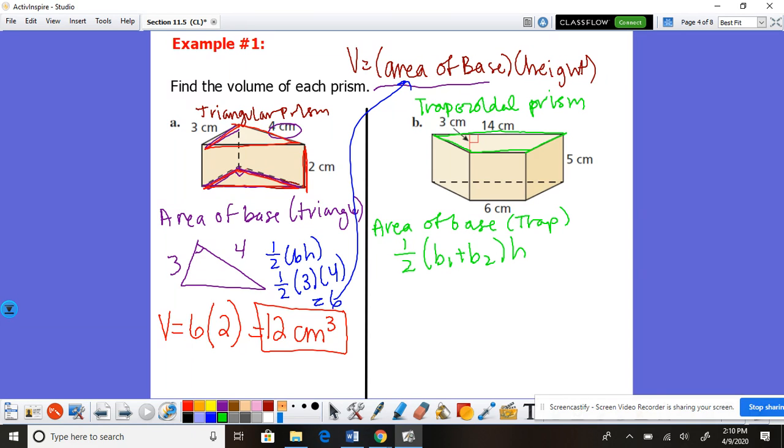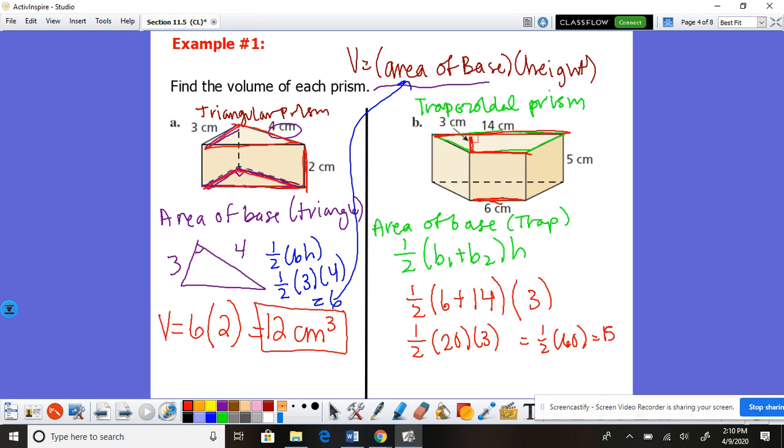the height. Okay, so if we're looking at this, my base 1 I can put right here, which is the same as this, which is 6. So 1/2, 6 plus my base 2 is here, the whole thing, which is 14, times my height, so the distance between the two bases, which is 3. Okay, so this is just 1/2 times 6 plus 14 is 20 times 3, which is 1/2 times 60, which is 15.